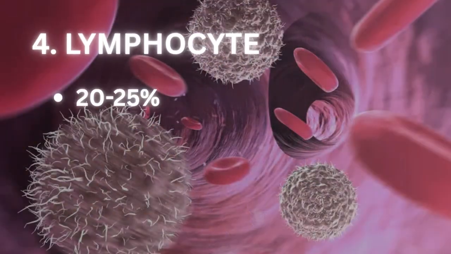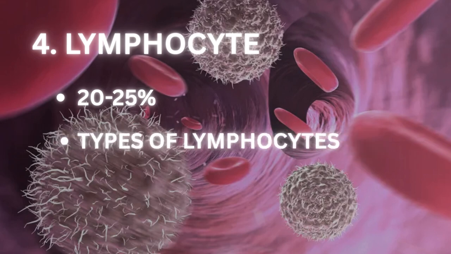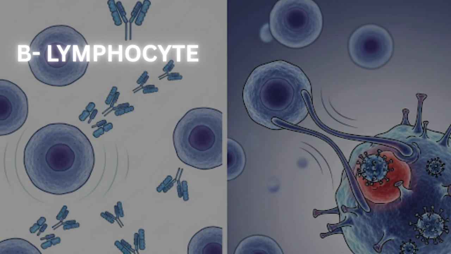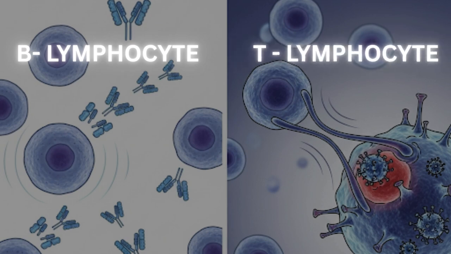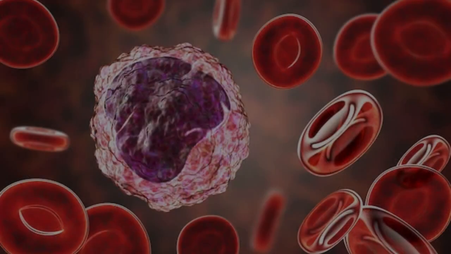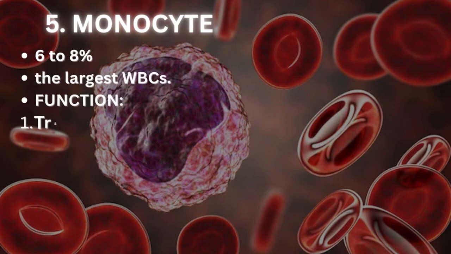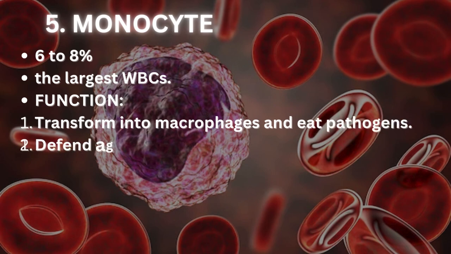Lymphocytes, 20 to 25%. Types of lymphocytes: B lymphocytes produce antibodies. T lymphocytes provide cell-mediated immunity. Monocytes, 6 to 8%, the largest WBCs, transform into macrophages and eat pathogens.